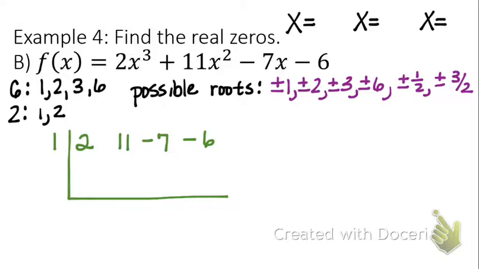Now you always drop down this first number. The first number that you're going to bring down is a 2. So drop down the 2. Whatever the first number is, you just drop it down. Nothing happens to that first number. And now you multiply that by 1. So 2 times 1 is 2. Put that under the 11. Add, you get 13. Then you take 13 times 1.